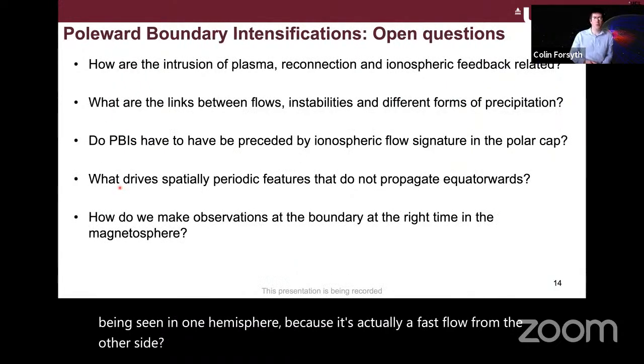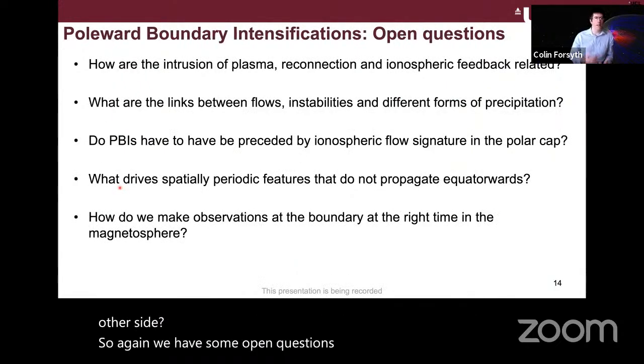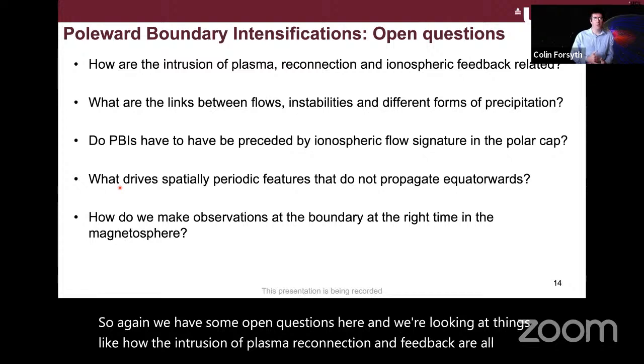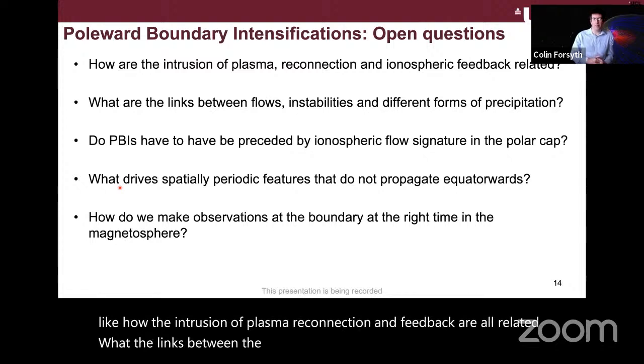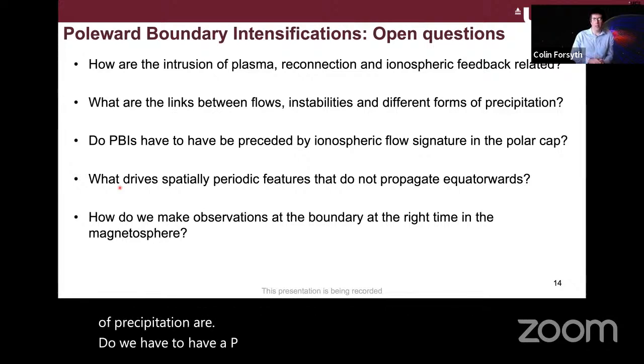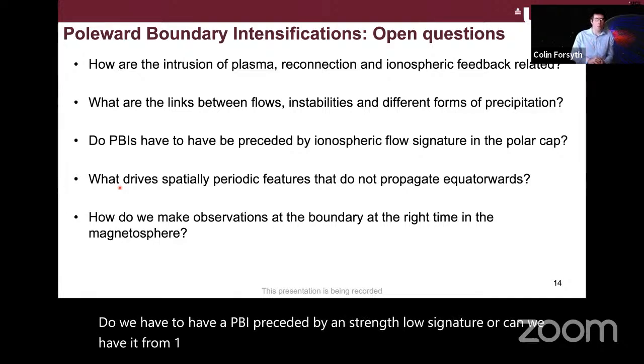So again, we have some open questions here, and we're looking at things like how the intrusion of plasma, reconnection, and feedback are all related, what the links between the flows, different instabilities, and different forms of precipitation are. Do we have to have a PBI preceded by an ionospheric flow signature, or can we have it from one side, see it in one polar cap and not the other?